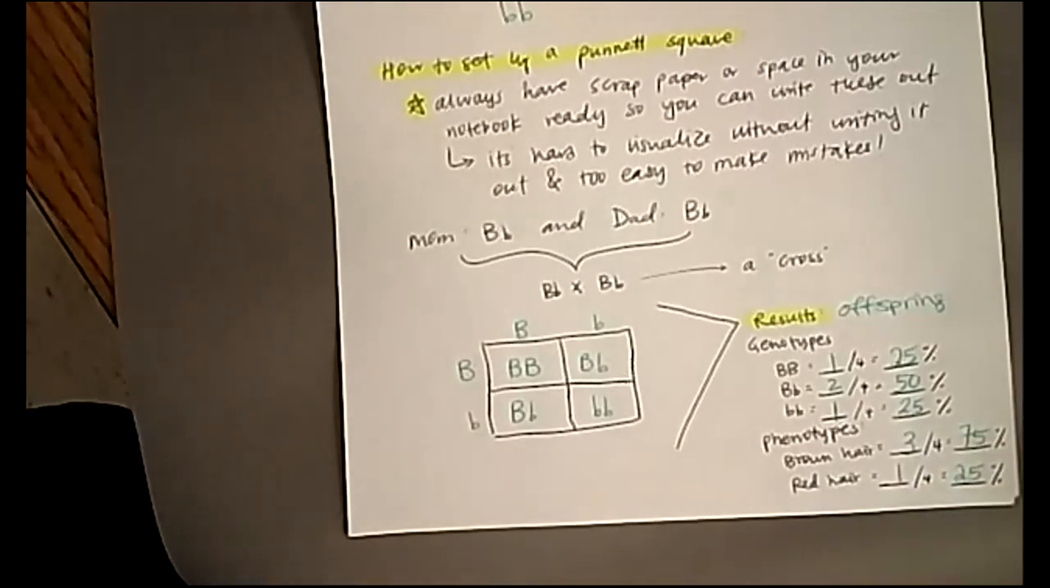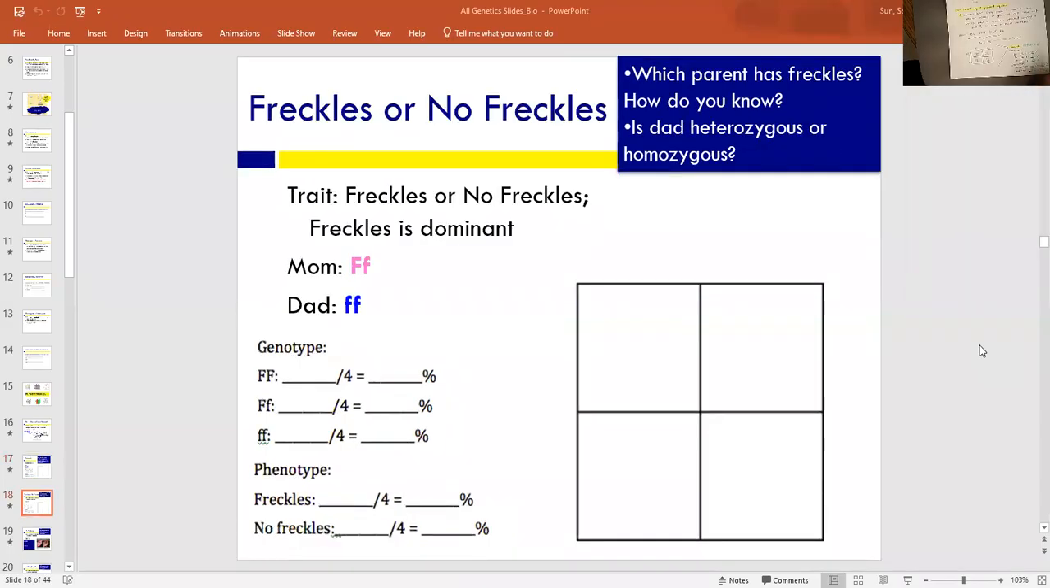So let's go back to the table now, and we're going to do another example, and that's going to be about freckles. So when we talk about freckles, we're going to say freckles or no freckles is the trait, and we're going to be told that freckles is dominant. The mom is going to be capital F, lowercase f, and the dad is going to be lowercase f, lowercase f. And we're going to answer these questions. Which parent has freckles? How do you know? Is the dad heterozygous or homozygous? And then we'll do a Punnett square to figure out the possibilities of what their kids will look like again.